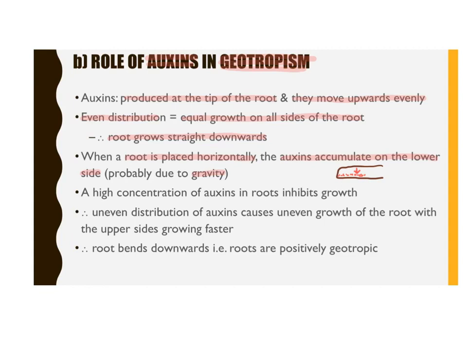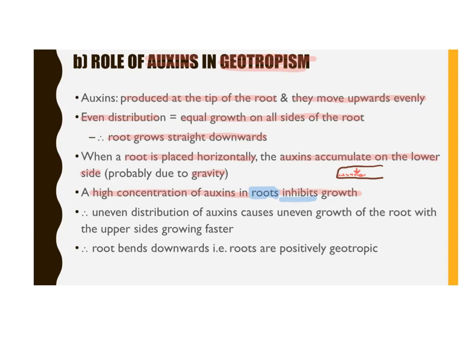And then this point is very important because it's different to stems. A high concentration of auxins in roots inhibits growth. But like I said, this is in roots. In stems, a high concentration promotes growth. So there's a very important discrepancy there between auxins in roots and stems. A high concentration of auxins in roots inhibits growth.